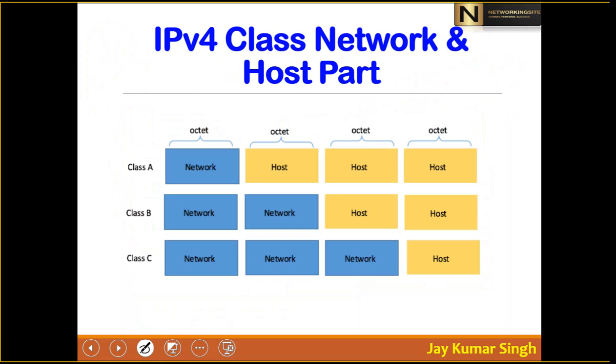In class A, how many networks are there? One network, three host. Class B, two network, two host. Class C, three network, one host. And always keep in mind, whenever any computer wants to communicate in the network, the network part must be the same and the host part must be different.